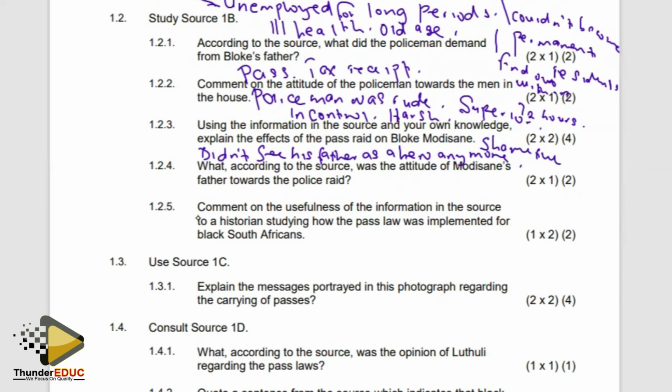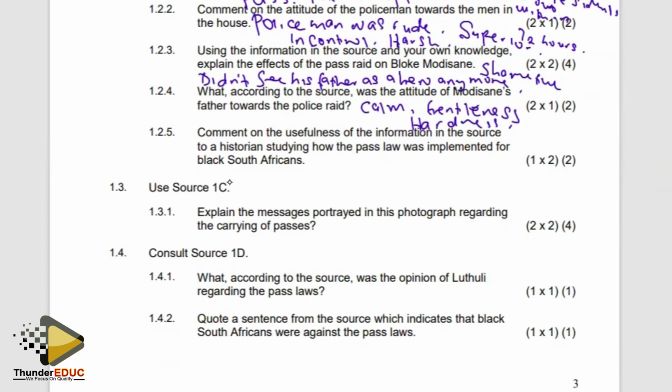Our next question, 1.2.4: what, according to the source, was the attitude of Modisane's father towards the police raid? Modisane's father was calm, gentle, and another one, hardiness. Comment on the usefulness of the information in the source to a historian studying how the pass law was implemented for Black South Africans. So this source is useful.